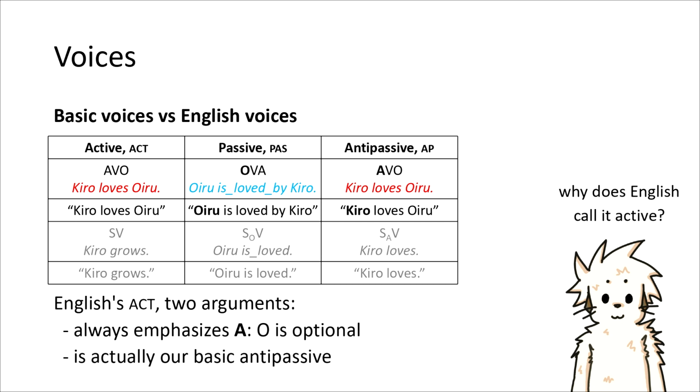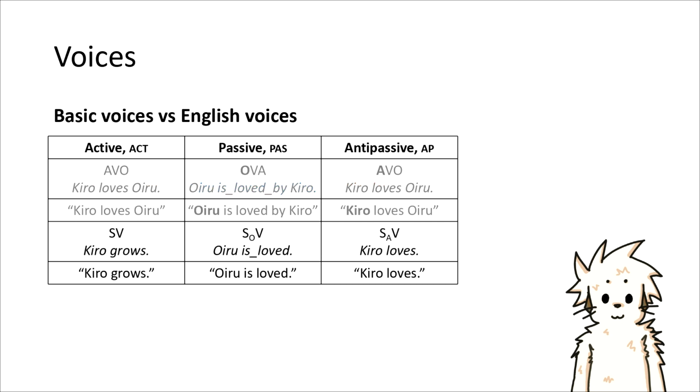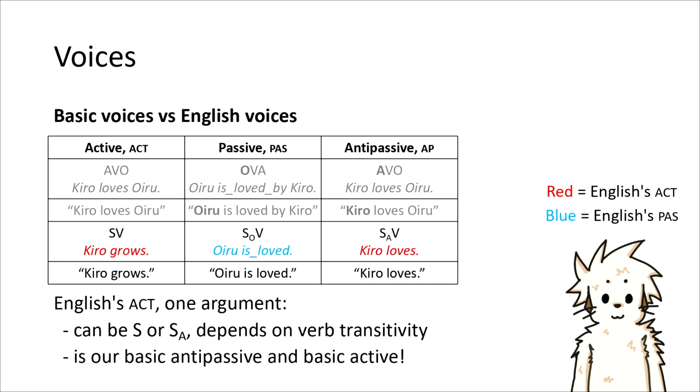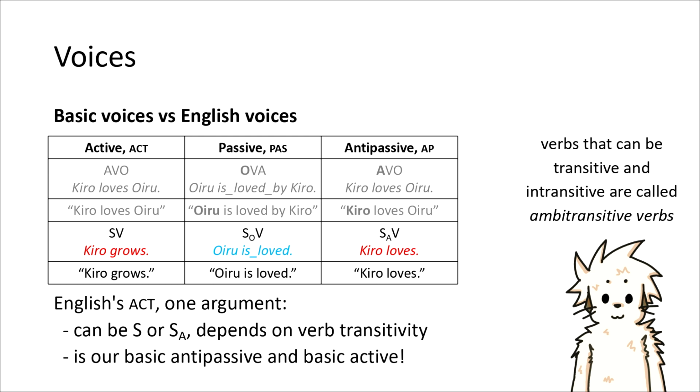So, why don't we just call it the antipassive? Well, look what happens for verbs with 1 argument. English's active voice can be used for intransitive verbs, just like our basic active voice. English's active voice also has the function of our basic antipassive, which means the argument can be the soul or the agent, depending on if the verb is intransitive or transitive originally. This is also why many English verbs can be transitive and intransitive interchangeably, completely depending on context.